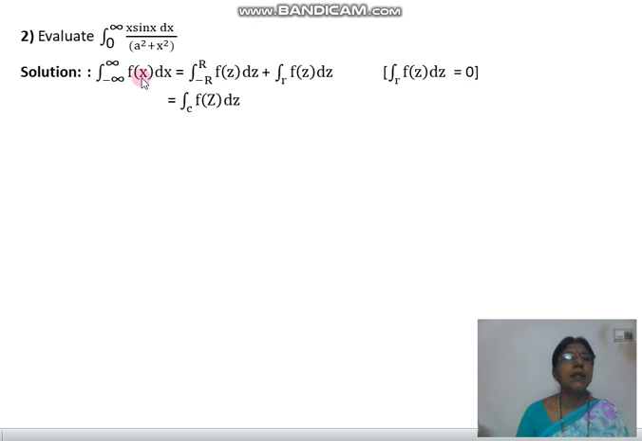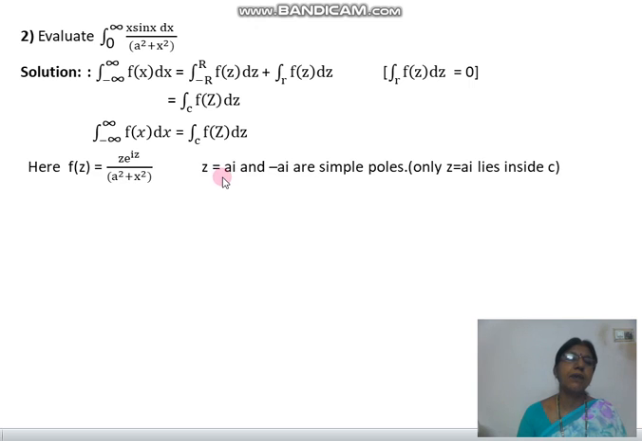Now, as usual, you write these steps. C is the semicircle in the upper half of the z plane. Finally you write this step: integral from minus infinity to infinity of f of x dx is equal to the integral over C of f of z dz. Now what is f of z here?